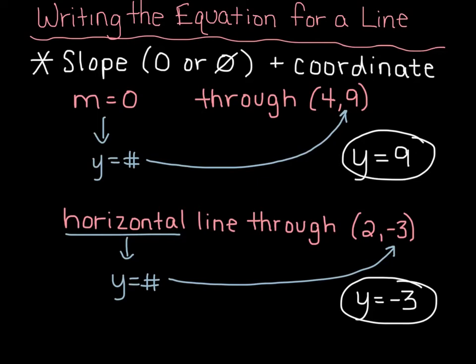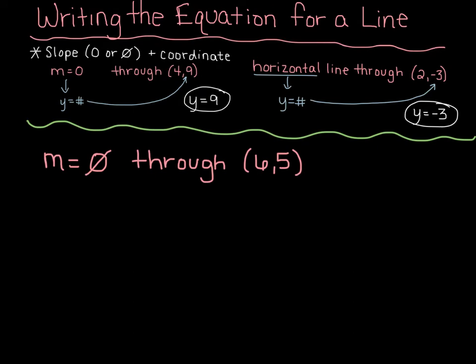Okay, let's try one of these with an undefined slope. So notice this is really the same kind of question that we were dealing with up here, except this time I'm telling you that it's an undefined slope. Well, if it's an undefined slope, that's going to be a vertical line, so that's going to be x equals some number. So it would really do you well to know this, that slope of 0 is y equals a number, undefined slope is x equals a number.